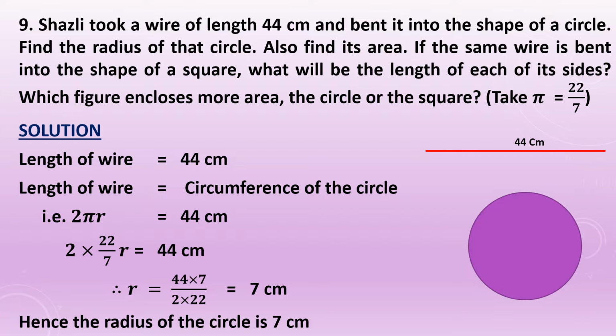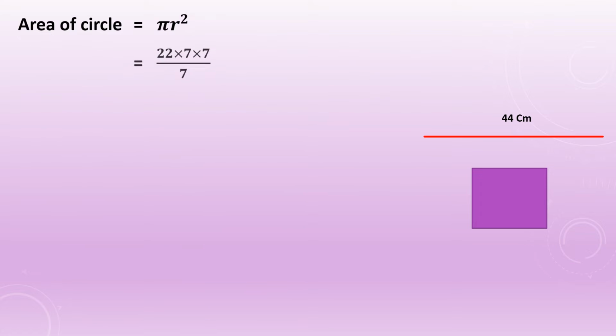Now we can find the area. Area of circle is pi r square and we got radius equal to 7. So substitute the value over here. So we get 22 into 7 into 7 whole divided by 7. 7 can be cancelled. 22 into 7 gives 154 centimeter square. Children, you should show the cancellation in your CW. So second part of the question is also over.